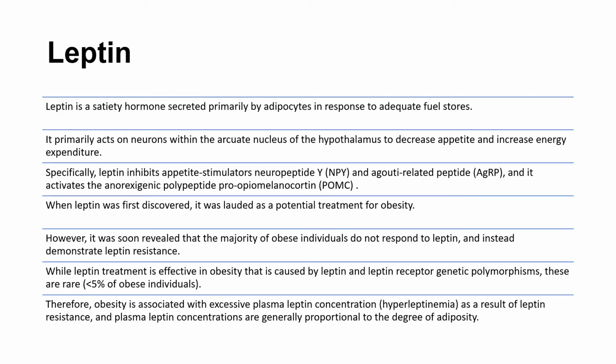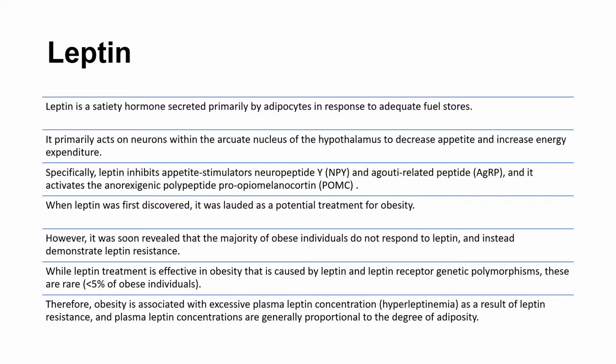Let's talk about leptin. Leptin is a satiety hormone secreted primarily by adipocytes in response to adequate fuel stores. It primarily acts on neurons within the arcuate nucleus of the hypothalamus to decrease appetite and increase energy expenditure. Specifically, leptin inhibits appetite stimulators, neuropeptide Y, or NPY, and agouti-related peptide, or AGRP, and it activates the anorexigenic polypeptide pro-opiomelanocortin, or POMC. When leptin was first discovered, it was lauded as a potential treatment for obesity.